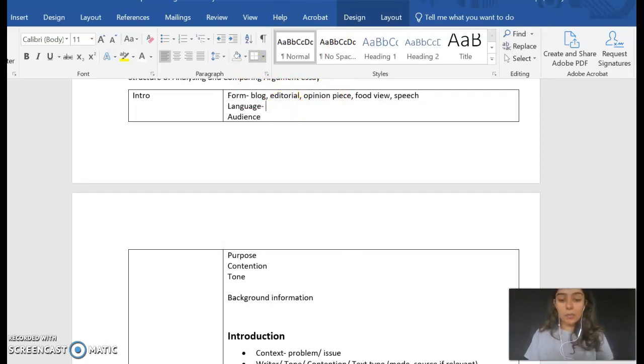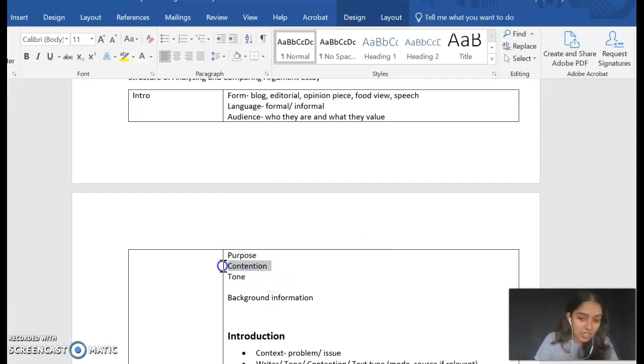Language is a brief little comment on whether it is formal or informal. It can just be the insertion of that word, so I know you understand what kind of language is being used. The audience is who the specific audience is, who they are, and what they value. The purpose, what is the author trying to do here?